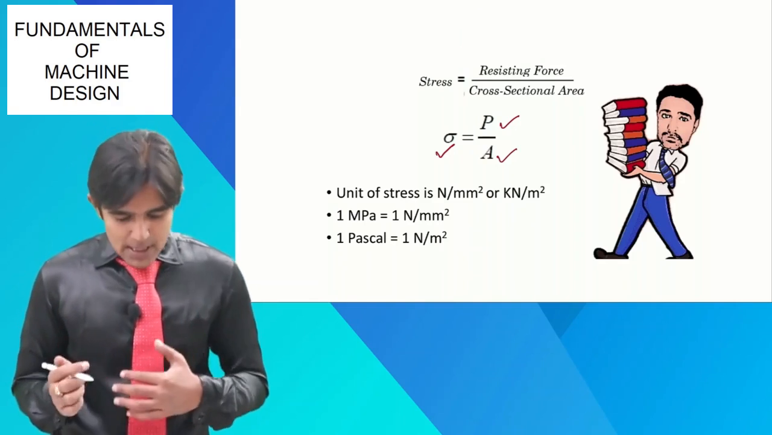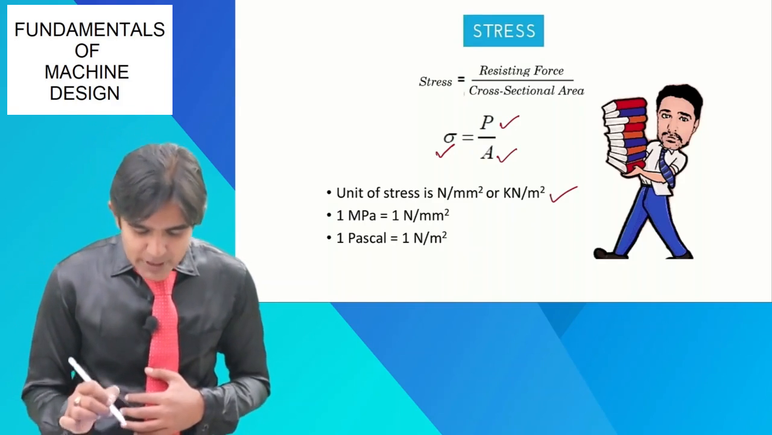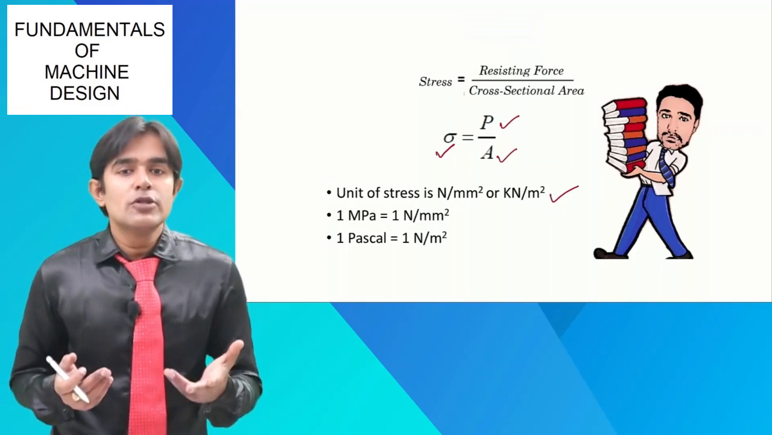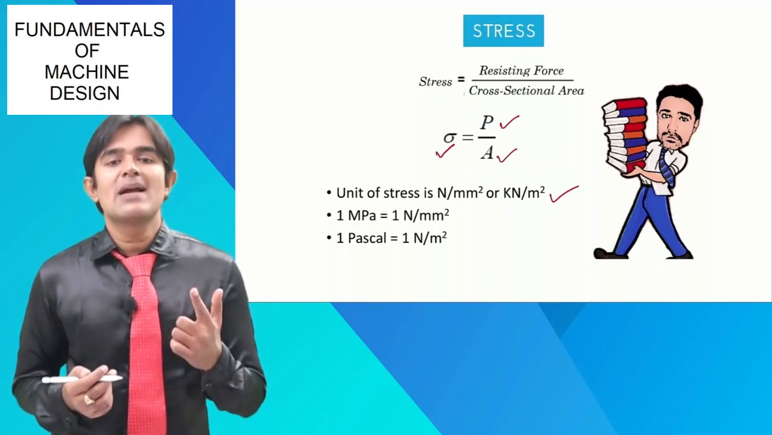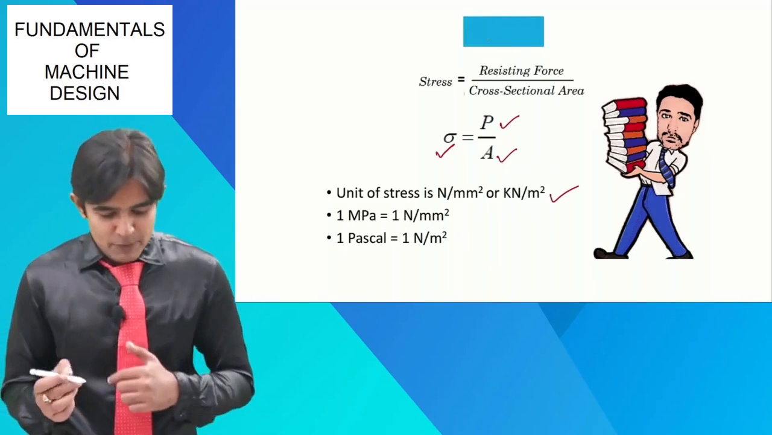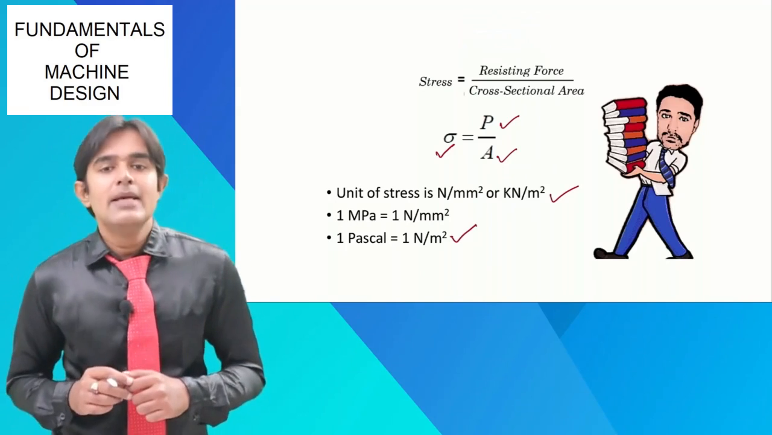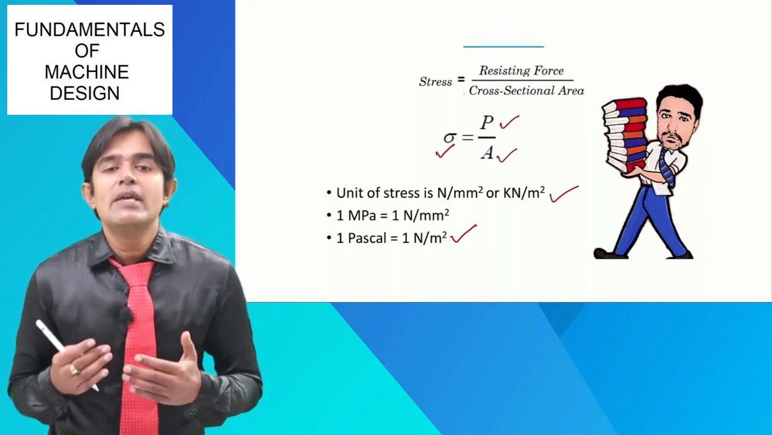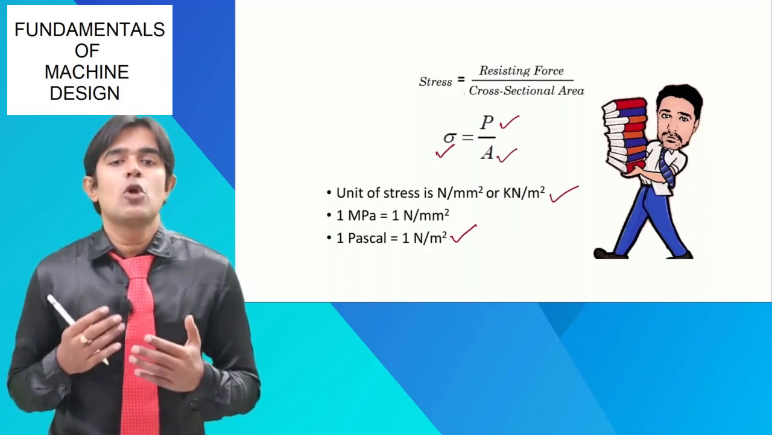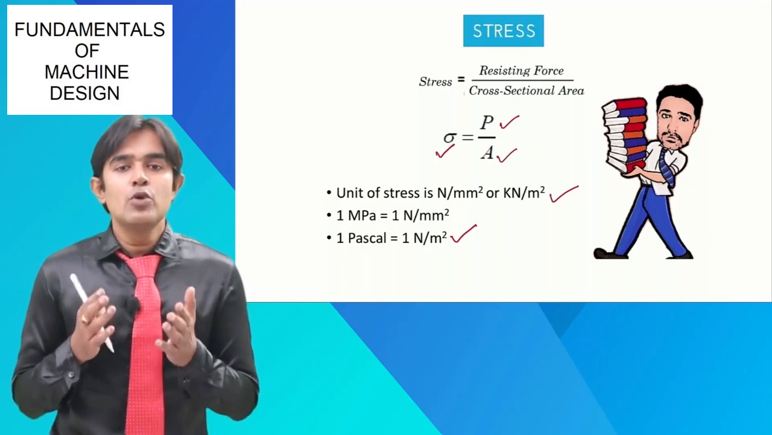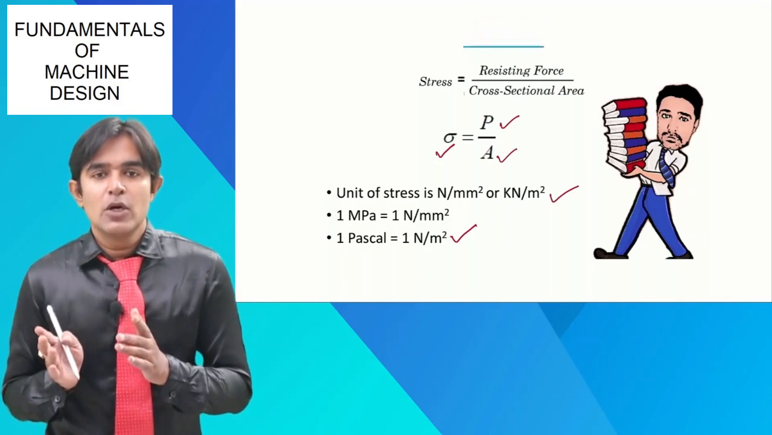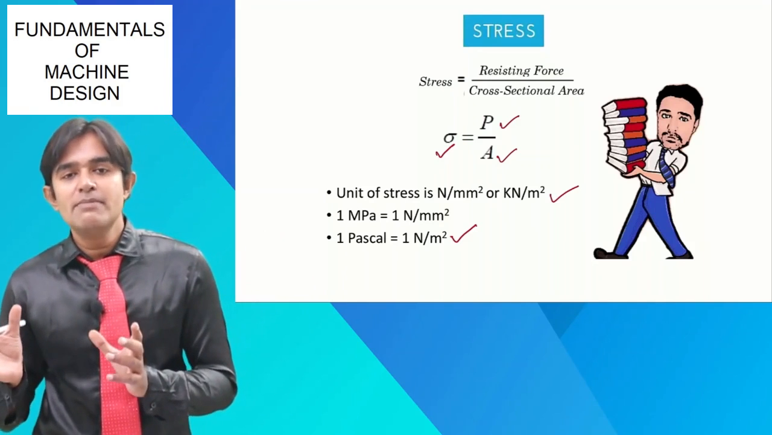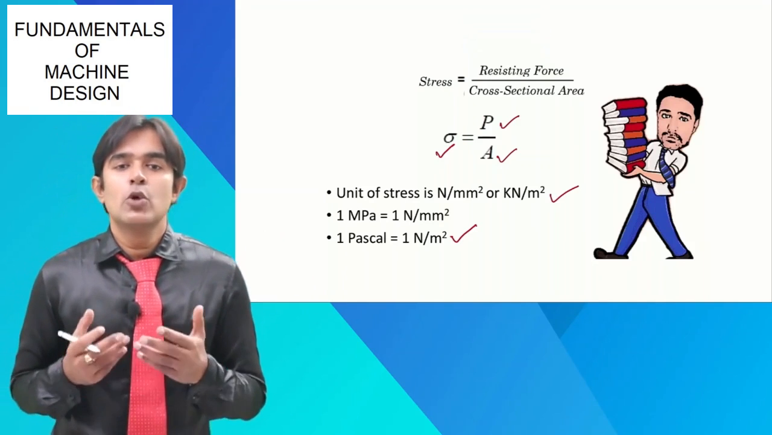So you can see here the stress is denoted by Newton per mm square or kilonewton per meter square. It is also denoted in megapascal. 1 megapascal is 1 Newton per mm square and 1 Pascal is 1 Newton per meter square. These units are all very important because once you start solving the numericals, you will have to do a proper unit conversion, because if a part is in meter and the other calculations are done in millimeter, then the whole numerical will go wrong.